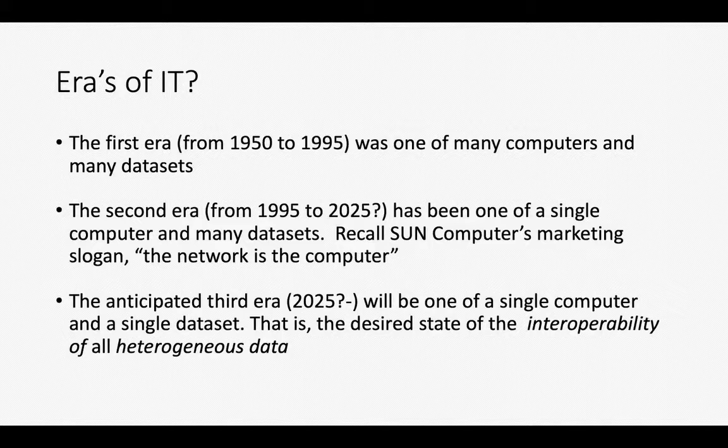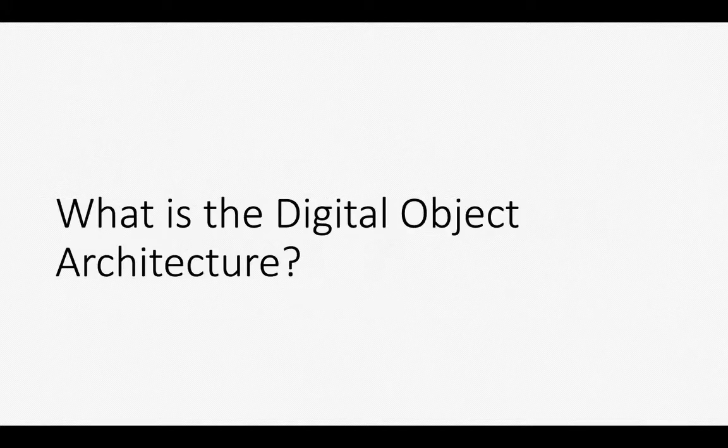And then the question is, can we get to this third era, one where it will be a single computer and a single data set, that is the desired state of interoperability of all heterogeneous data. So at some level, much like the network sees all devices exactly the same, can clients and applications see all data, at least at a very high level, exactly the same. So to get there, we'll need the digital object architecture.